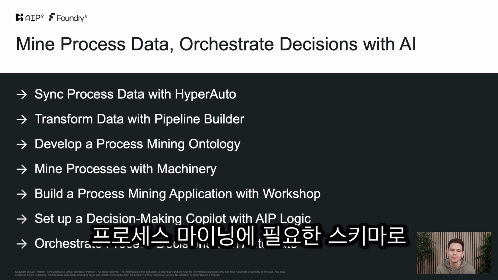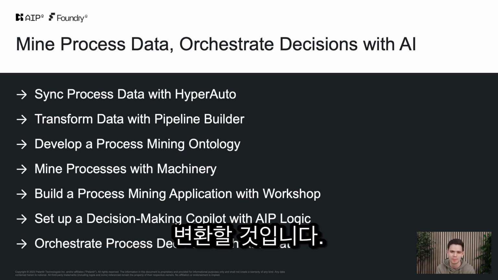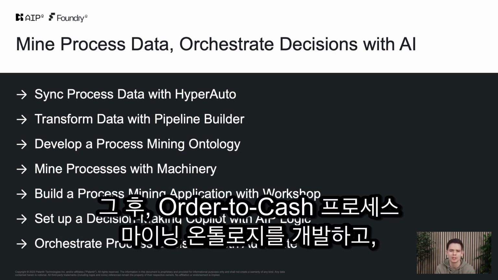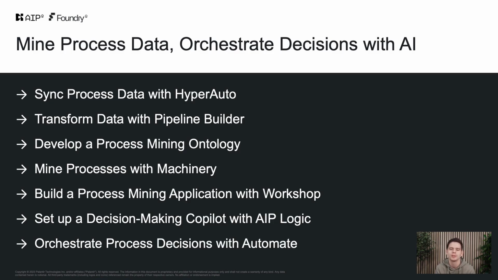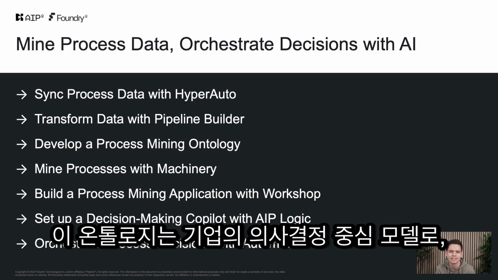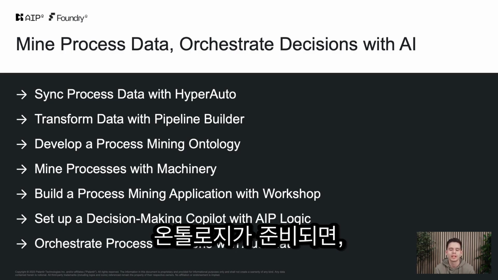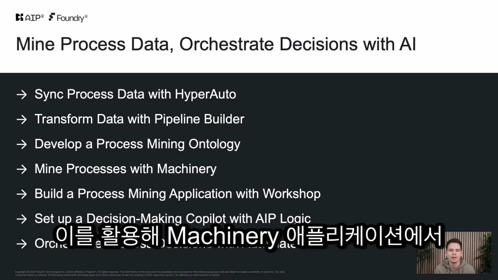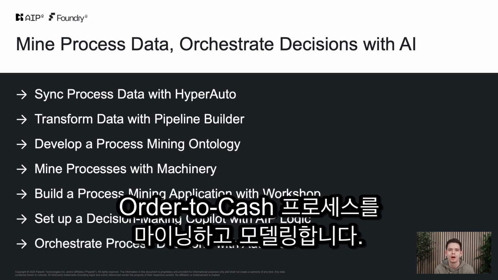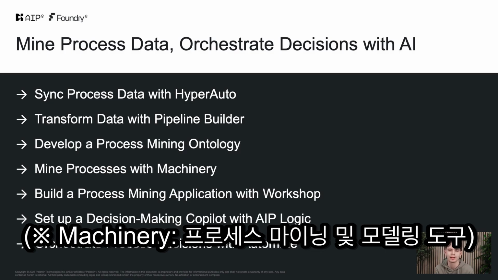After that, we'll develop the order-to-cash process mining ontology and connect it to the overarching ontology of Titan Industries. You can think of this ontology as the decision-centric model of the enterprise, which brings together data, logic, and action. Once the ontology is then ready to go, we will wield it to mine the order-to-cash process using Machinery, our application for process mining and modeling.